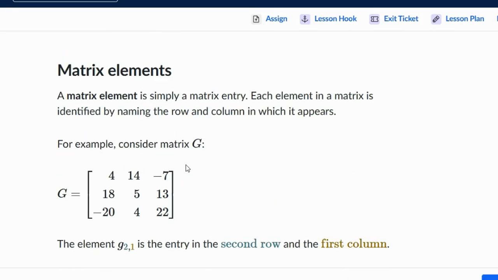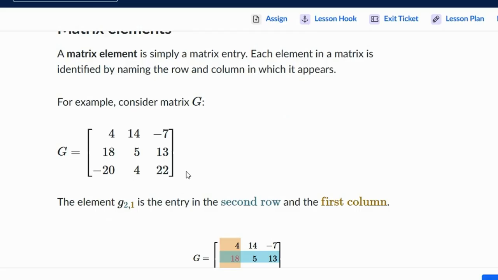Let's see. The next part let's talk about. We can talk about the individual numbers inside the matrix, and we can name those by the position they're in. Like, let's look at matrix G here. We've got 3 rows and 3 columns. If we talk about the element G2,1, G tells us which matrix we're looking in. Now, this is in the same order that we do the dimensions in. The row is first and the column is second.